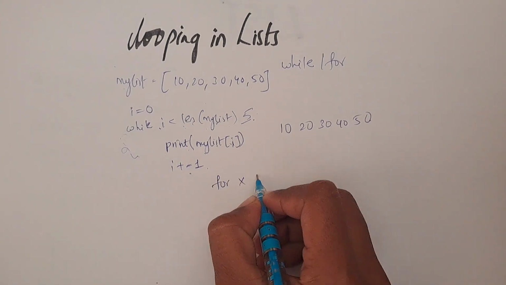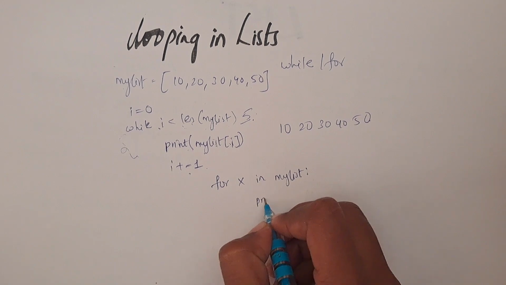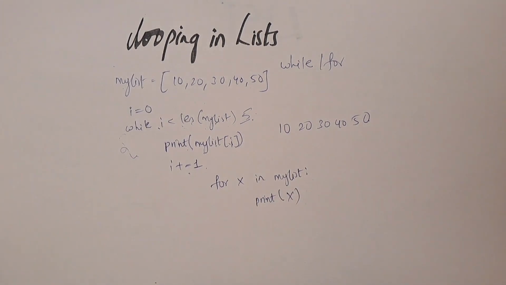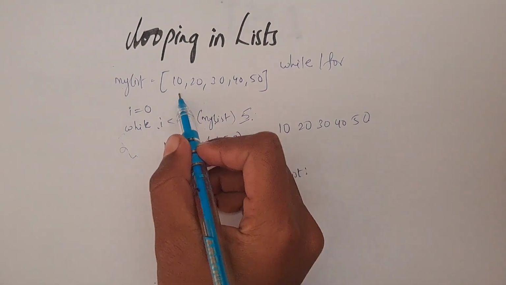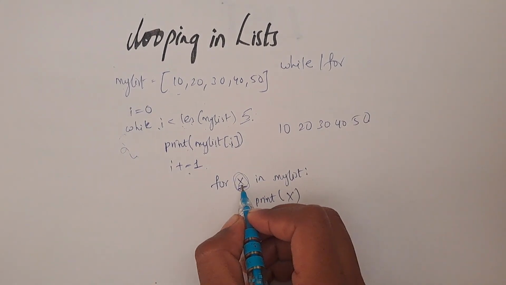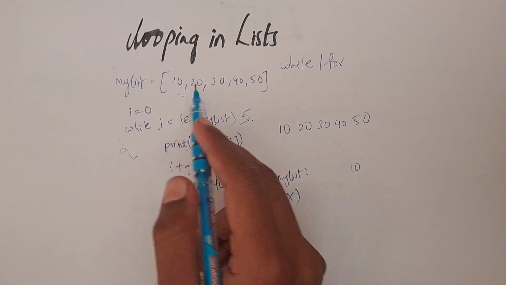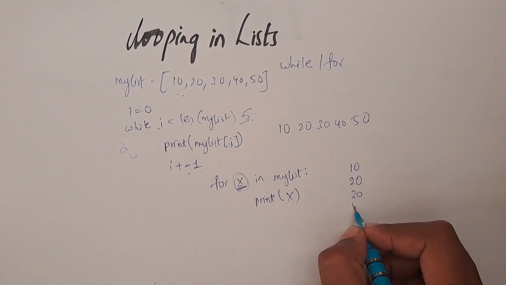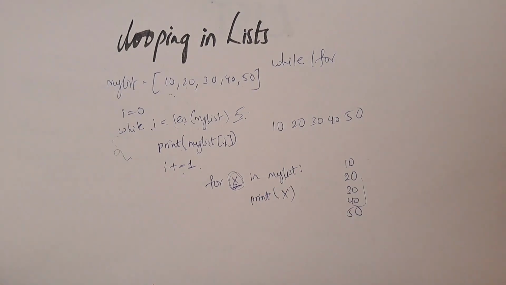So for x in my list, print x. That means x is an item present in my list in sequential order. So first your x will be 10 and you will print 10, and again your x will be 20 and your output will be 20, and again 30. Like that you will print every item present in the list.